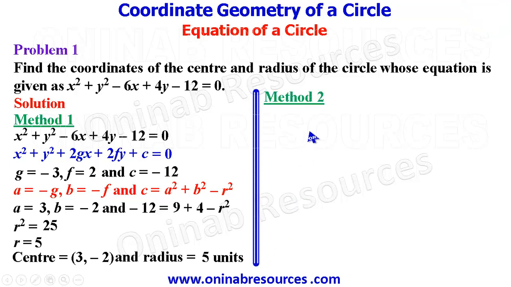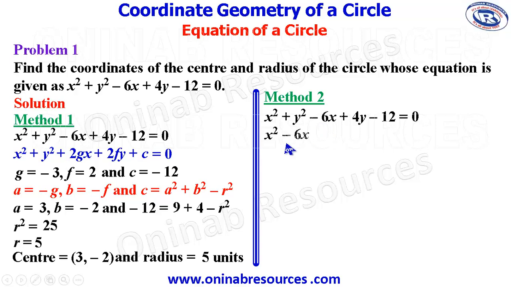We go for the second method. For the second method, we are going to use the completing the square method. So we rearrange to collect the terms with x and the terms with y. So we have x squared minus 6x plus y squared plus 4y is equal to 12. We've taken the negative 12 to the right hand side.